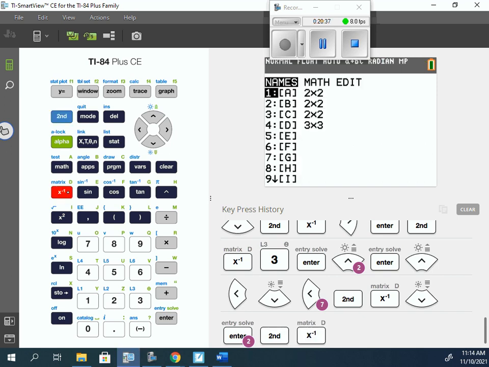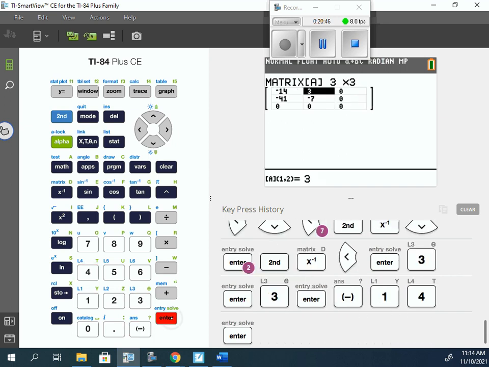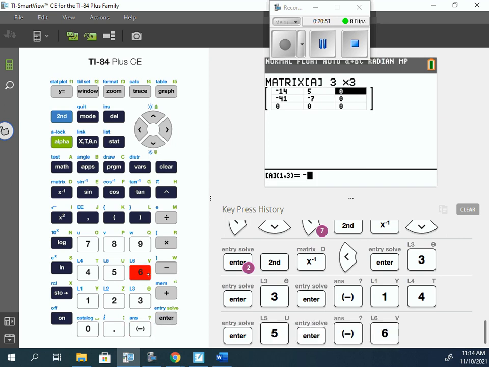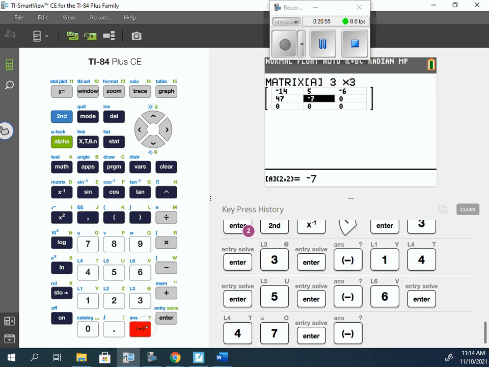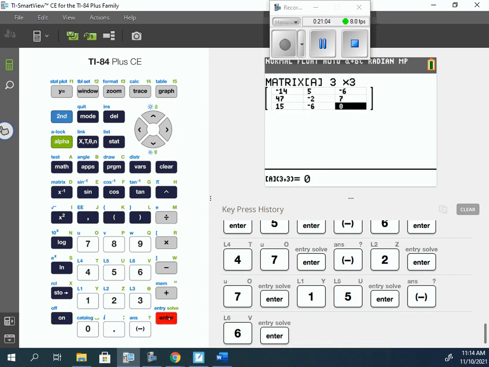So we can go second matrix, over to edit and enter for matrix A. Matrix A is a 3 by 3. So negative 14, 5, negative 6, 47, I think it's negative 2, 7, 15, negative 6, negative 8 would be the first one.